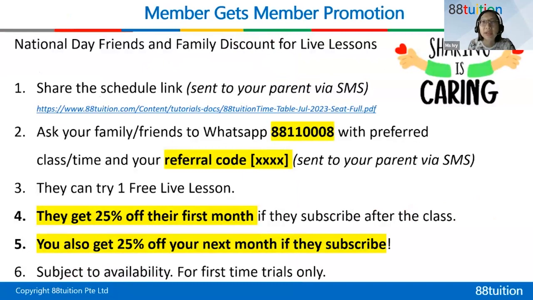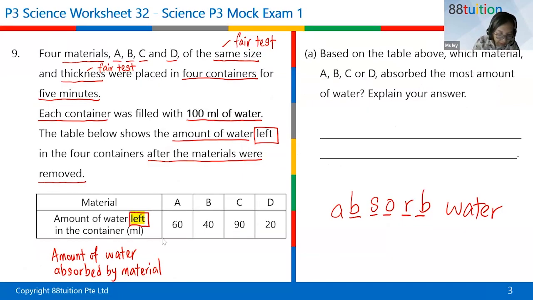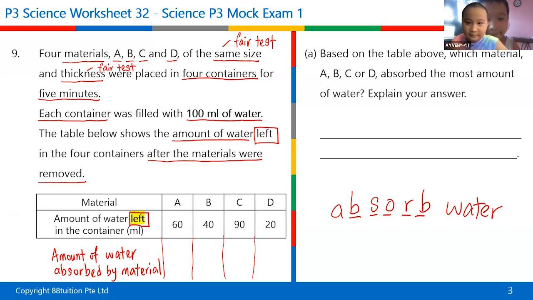Okay, we start with Avon. Avon, oops, it jumps the slide. Avon, can you tell me for material A, how much water was absorbed by material A? I can't hear you. Again, please. 60. No, 60 is not right. So good try, but then watch.